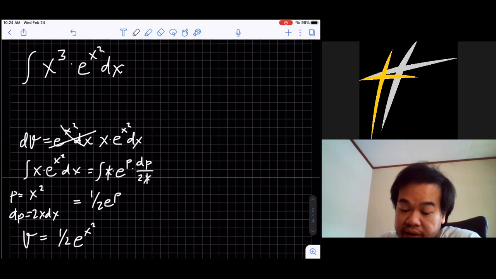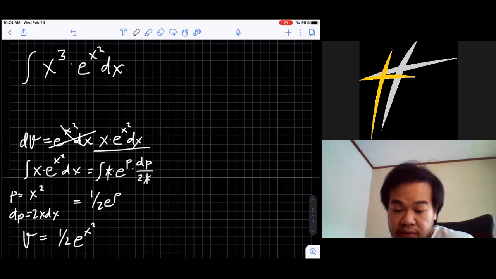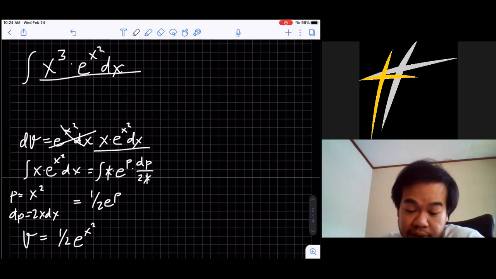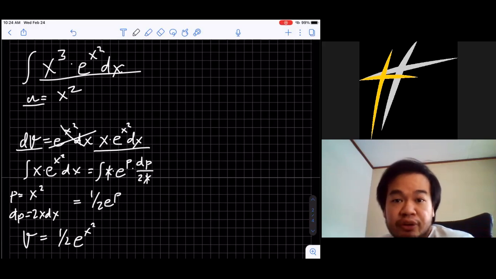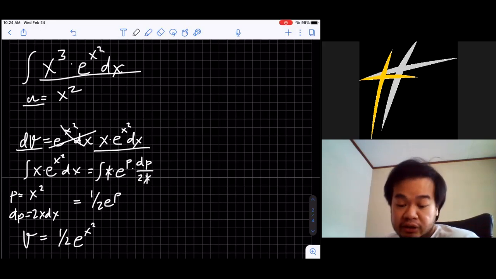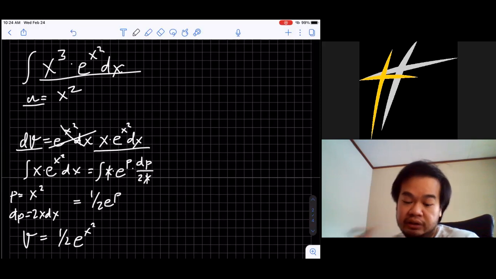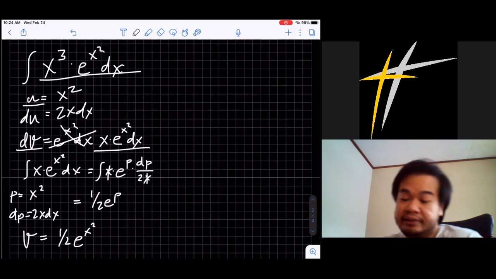Because we already take x times e power of x squared from here, the rest of the factor is only x squared. So I will use u equal to x squared, because then I will have the same problem with u times dv, because the formula is u times dv, right? So x squared times x e power of x squared is actually x cubed times e power of x squared, the same as the original. So du is equal to 2x dx.